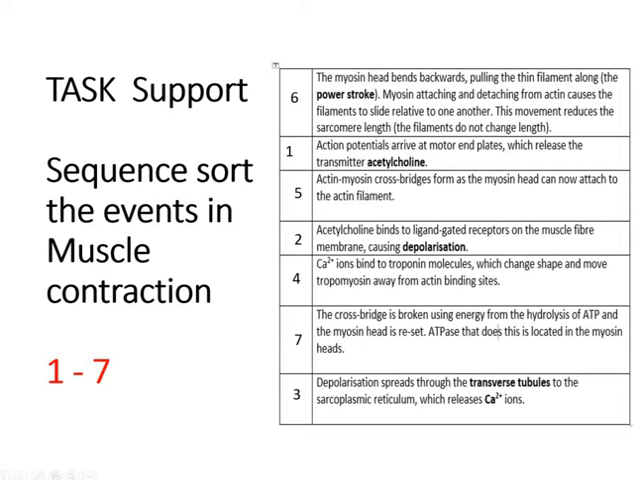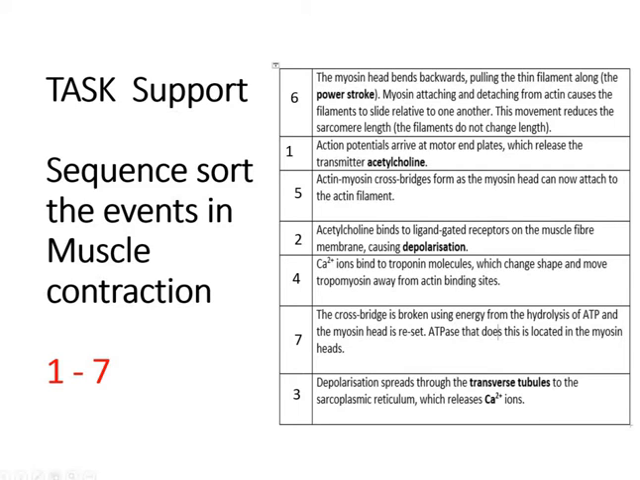That's going to then attach and detach from the actin, which causes the filaments to slide over one another. So that attaching and then detaching, that continuousness is going to slide that along. And that's going to decrease the sarcomere length. But the actual actin and the myosin, apart from the myosin head changing angle, there's not actually a change in length of the filaments themselves. It's just how they're slid over each other.